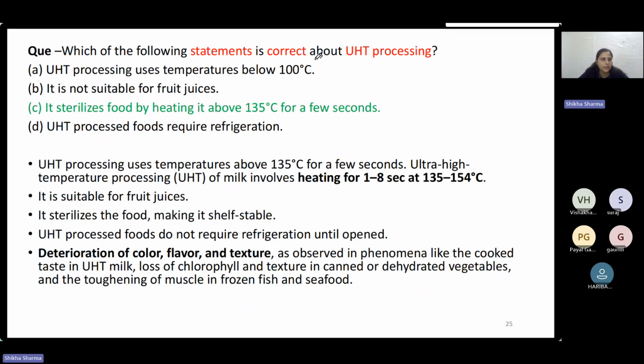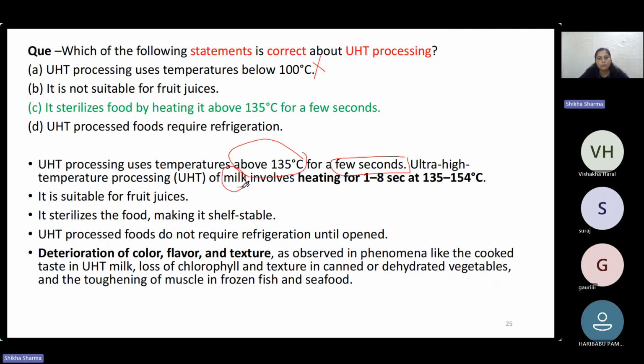Let's understand why not A. UHT processing uses temperature around 135 degrees Celsius for a few seconds, like 1 or 2 seconds. So A is not correct, right? For ultra high temperature processing of milk, it is heated around 135 to 154 degrees Celsius for around 1 to 8 seconds. So the temperature is very, very high and the time of treatment is very, very low.